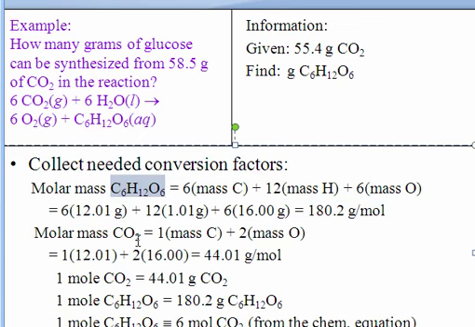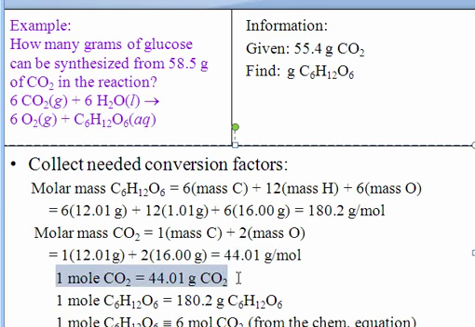The molar mass of carbon dioxide, there's 1 carbon and 2 oxygens. So 1 mole of carbon is 12.01 grams. 1 mole of oxygen is 16 grams. 2 times 16 plus 12.01 is 44.01 grams per mole. So here are the conversion factors that we calculated. We calculated the molar mass of carbon dioxide, 44.01 grams. We calculate the molar mass of glucose, 180.2.